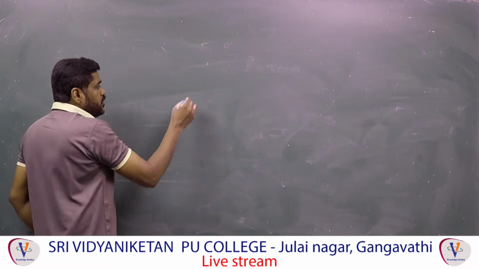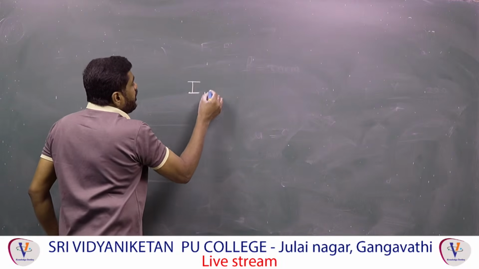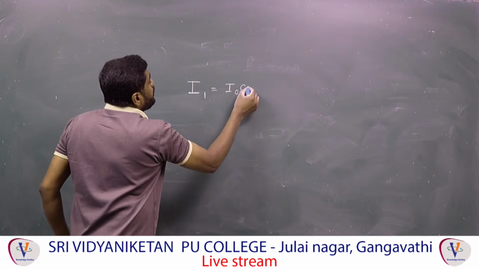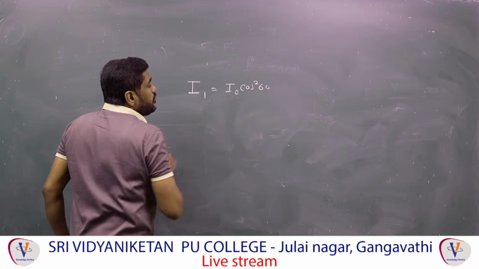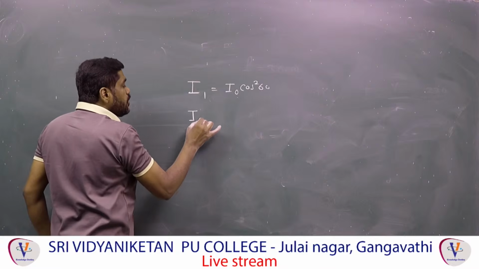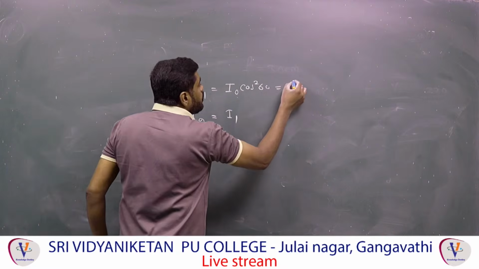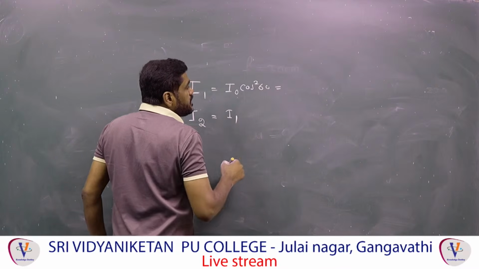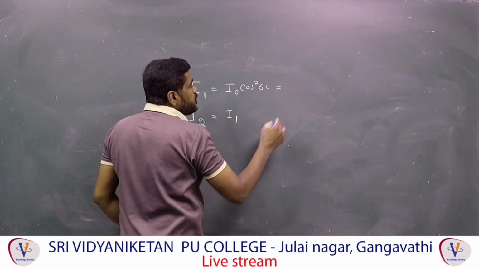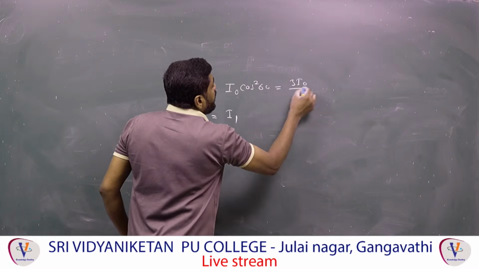After the first one, I1 is equal to I0 cos square 60. Then I2 is equal to I1 into, again, cos square 60. So cos 60 value, how much? Cos 60 is root 3 by 2, which means 3 I0 by 4.